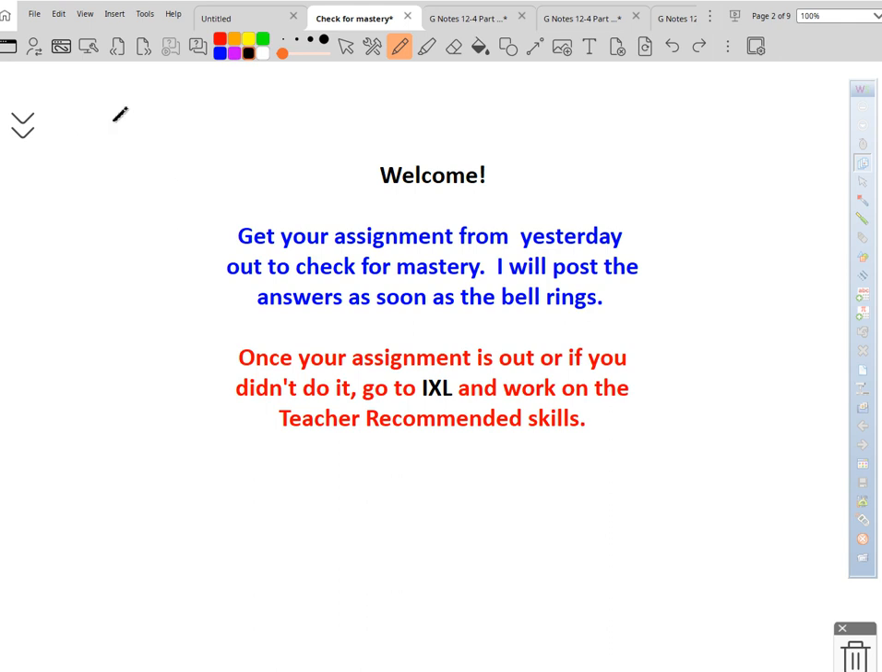Right now your choices are to keep working on IXL or to follow along with us working on today's assignment. So those are your only two choices.